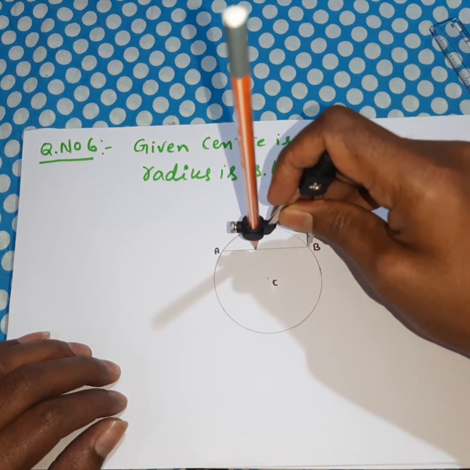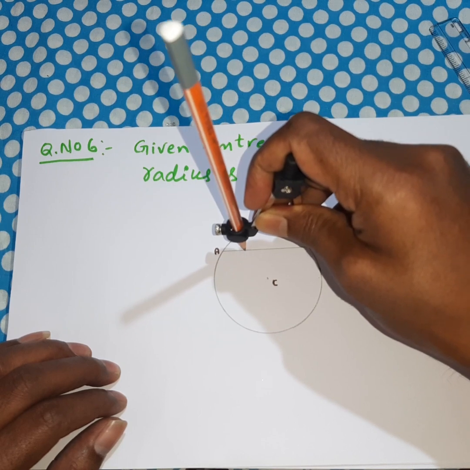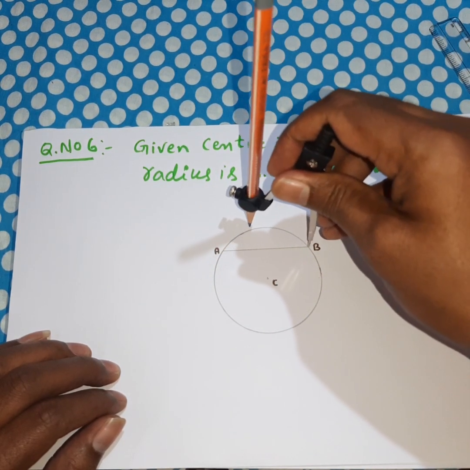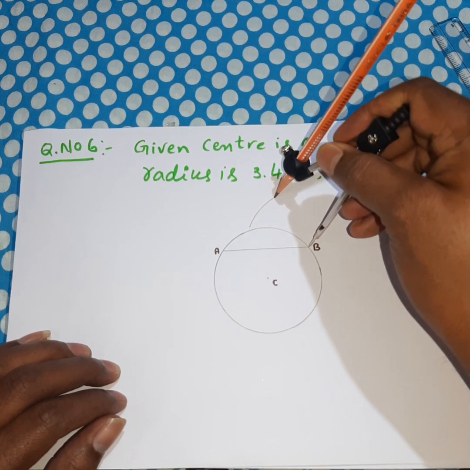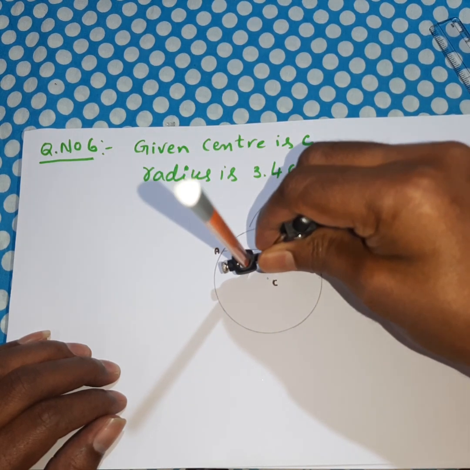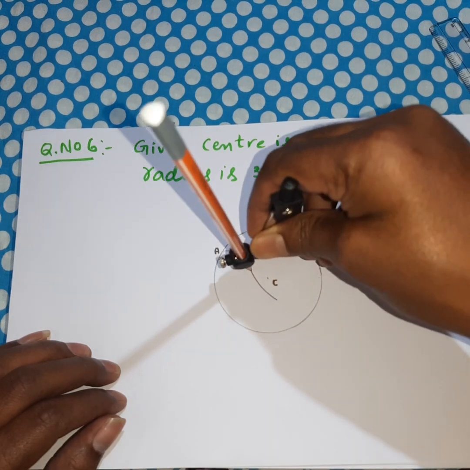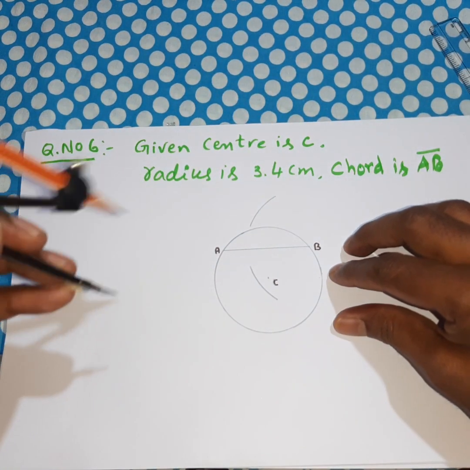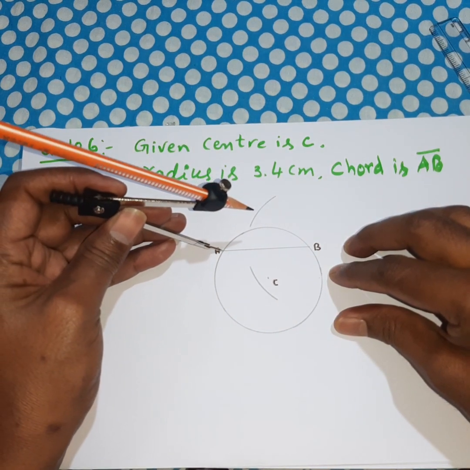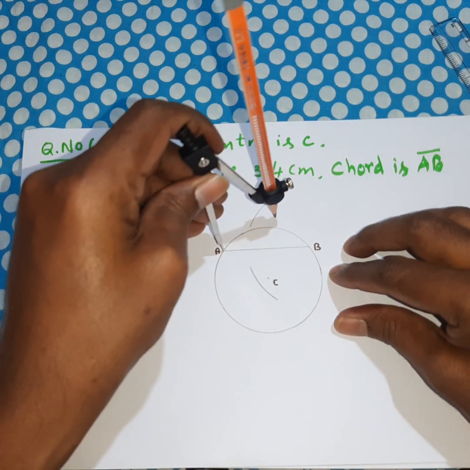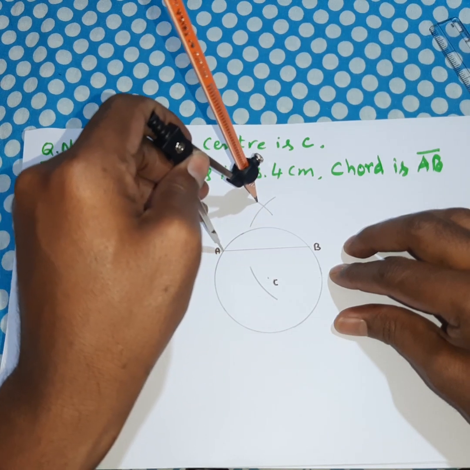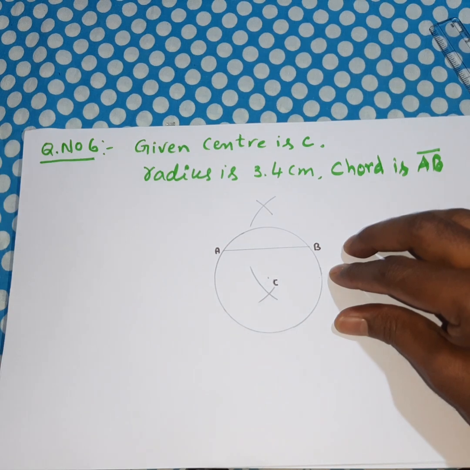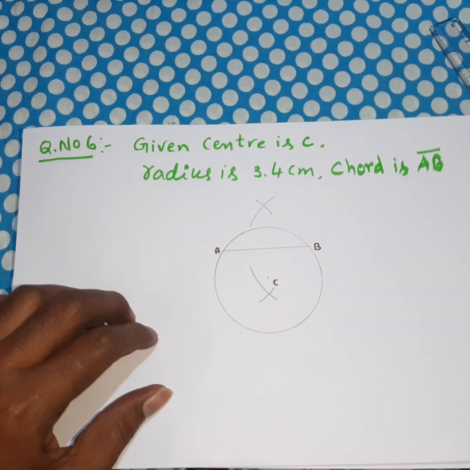I am going to take more than half of the length, like this. Now take center as B. Draw one arc above the line segment, above the chord AB, and one below the chord AB. Now with the same radius, cut those two arcs with center as A. So these two arcs will make two points.